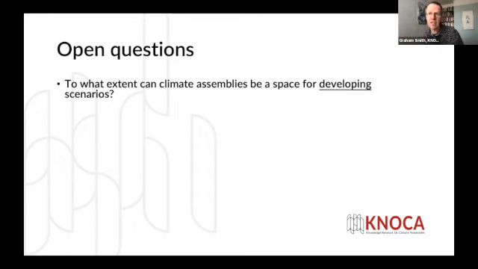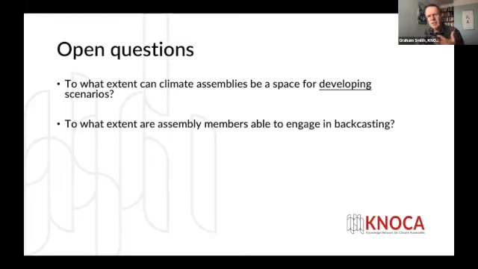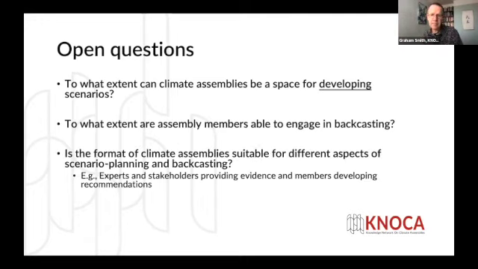and then particular pathways to that vision are developed? To what extent are assembly members able and capable, and how would they be able, to do backcasting, to actually do that process of looking back from the vision to try and figure out what the key points and the key moments are in order that vision could be realized? How much of that is actually possible within an assembly?